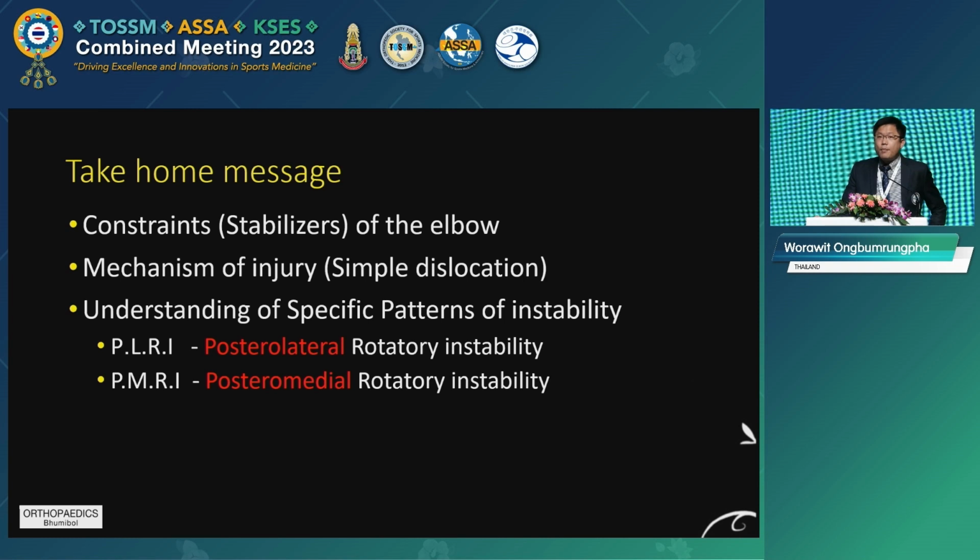So for the take-home message: understand the constraints and stabilizers of the elbow, and then know the mechanism of injury, like a simple elbow dislocation. Each case is different in its setting. Recognize the pattern of instability, PMRI or PLRI. As we know from the literature, if we know the pattern of the instability, you will know the structures that are involved.